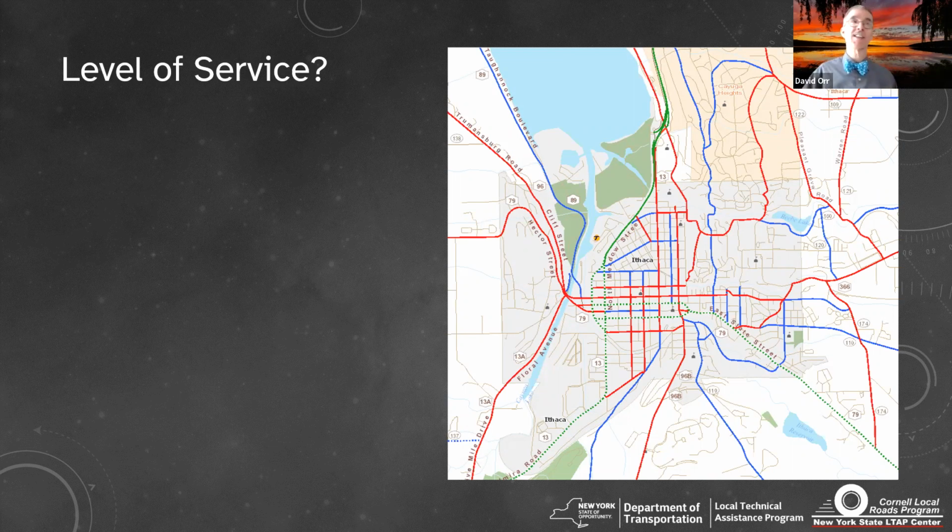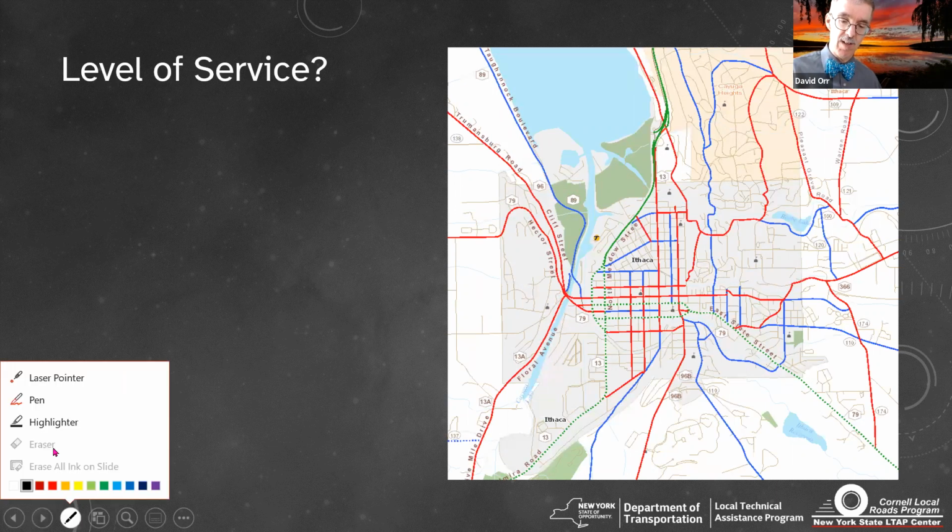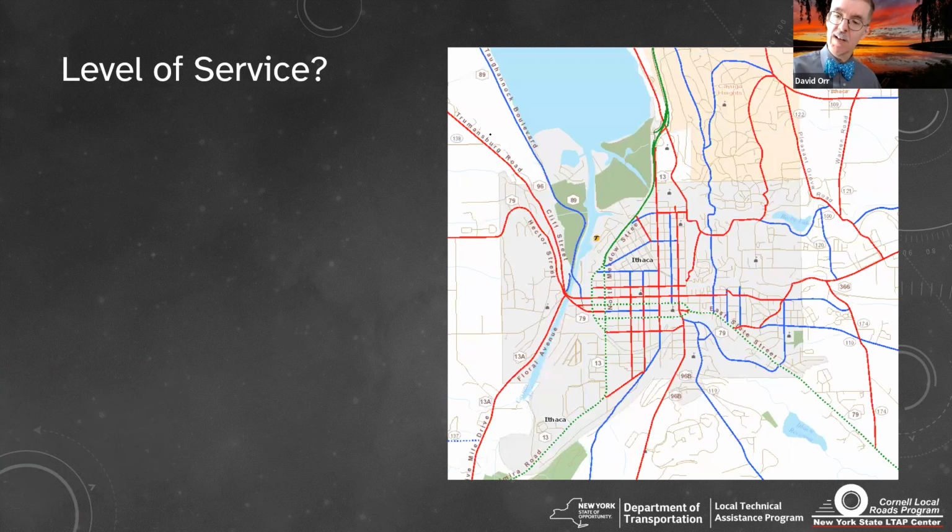Yeah, exactly. Thanks, Bill. Road to the hospital. So up here in Ithaca, the hospital is actually outside the city. So even though that's not considered a green major arterial, it's a pretty important one. Okay, so that's something to think about.